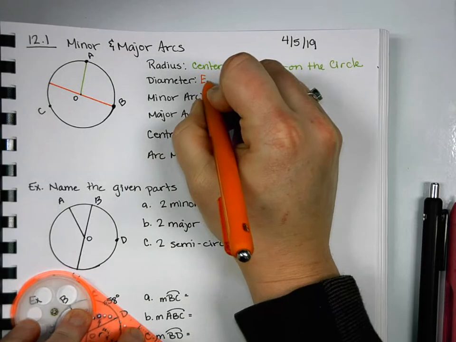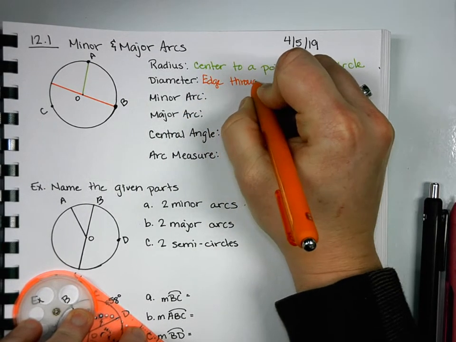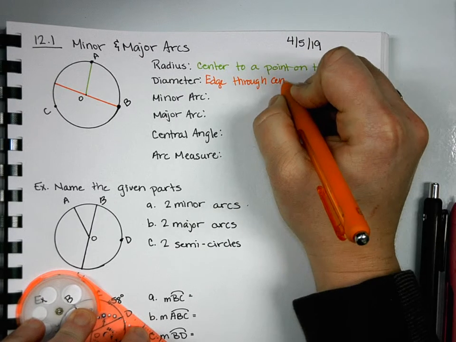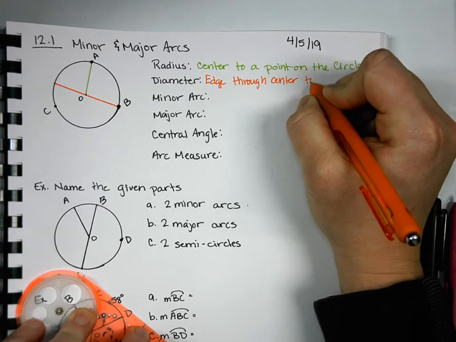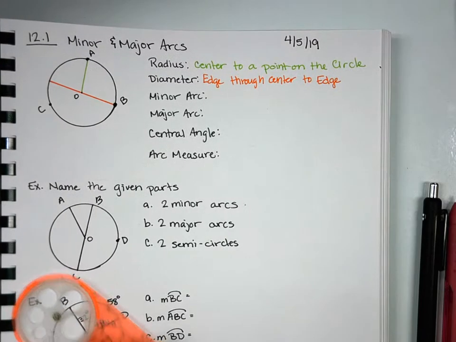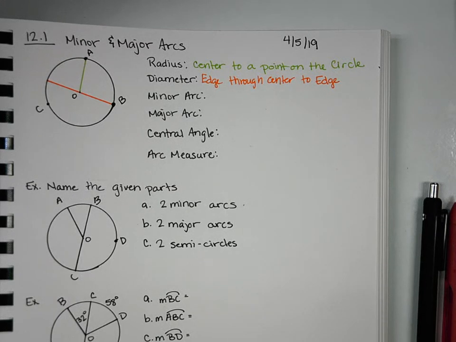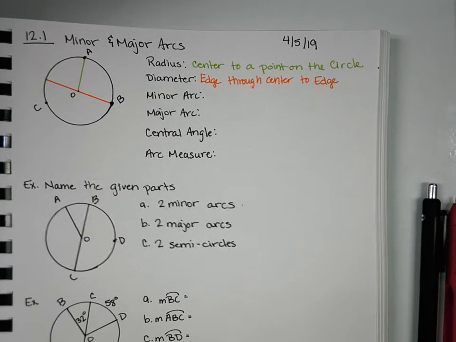So edge, through center, to the edge, to the other edge. So that's a diameter. It has to go from one side through the center to the other. If it doesn't go through the center, it's called something else. So that's why the center is the most important part of our diameter.